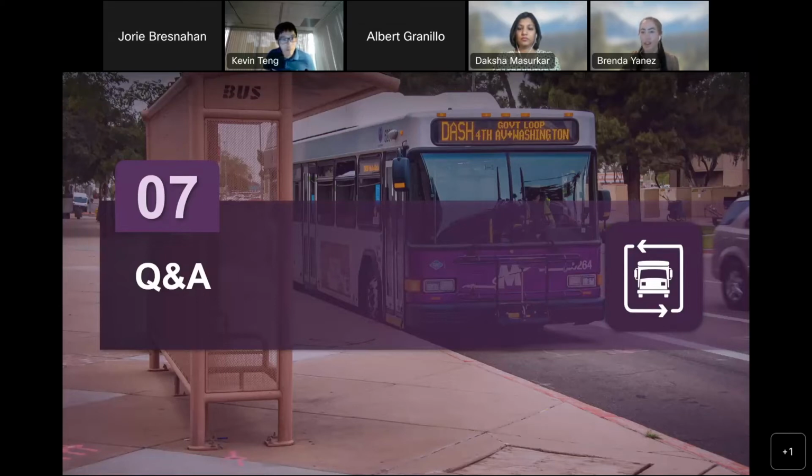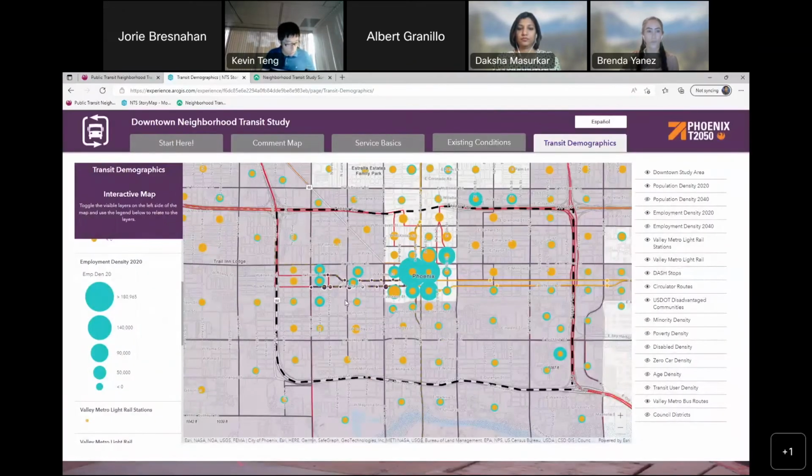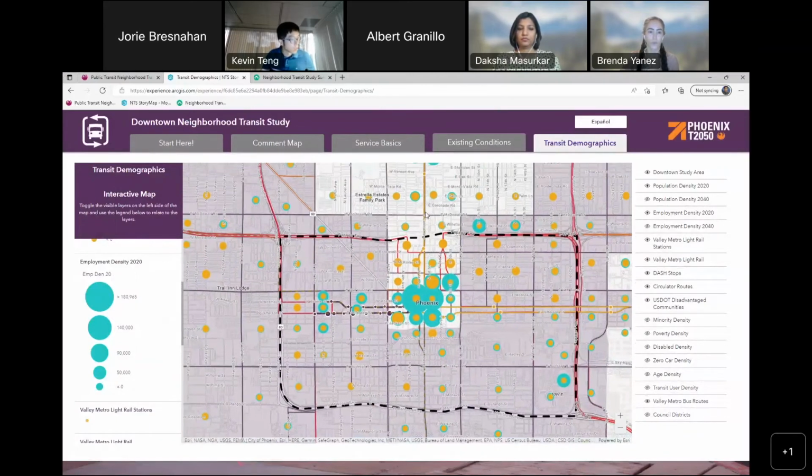Thanks, Kevin. Another question, this is from Teresa. Is it possible to extend the study area, the DASH service area, to north of McDowell? Yeah, thank you for that question. Let me bring the map back, and maybe that would be a good one. So I think the question here is, can we expand the boundary? And I think particularly McDowell was in question.